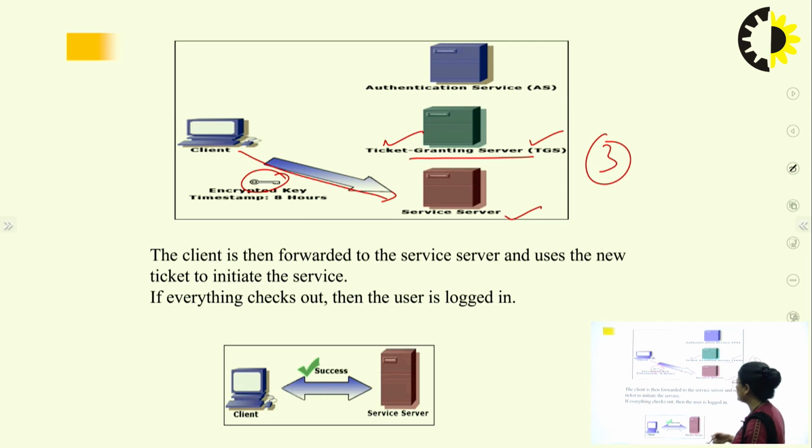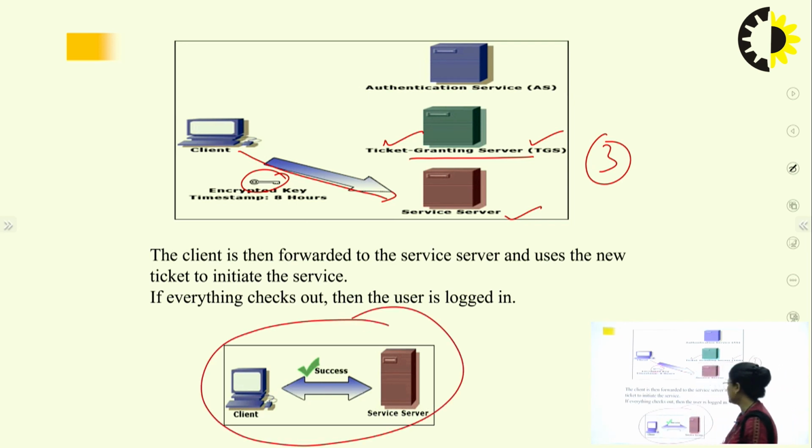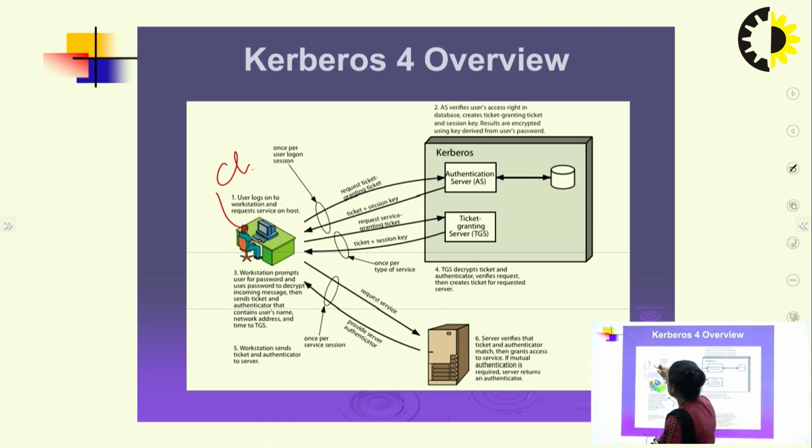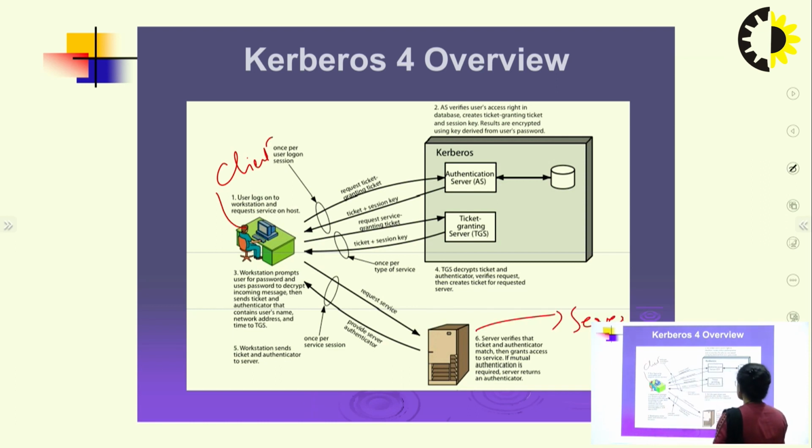And finally, once everything is established, the client finally connects with the final server, and the communication proceeds once the keys are known via encryption and decryption. So this is a brief overview. We have the user, here is the client. This is the server via which the user wants to connect, but before doing so, it uses two more servers, the authentication and the ticket granting server.